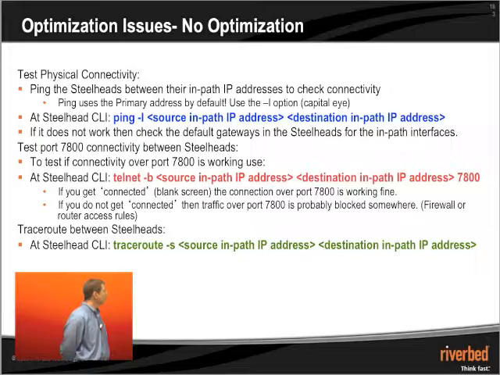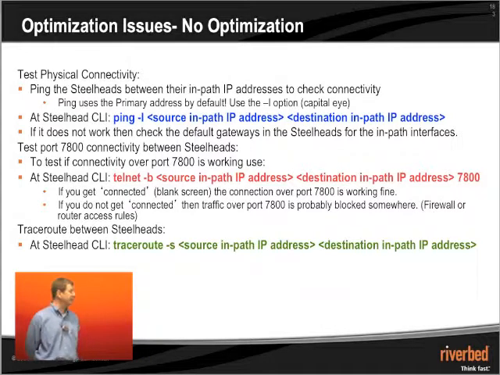If the ping works, then we should test to make sure traffic over port 7800 can get through. Sometimes a firewall has been configured to block port 7800, either unintentionally or maliciously. In order to test connectivity over port 7800, what we should do is telnet. The key here is the switch -B.